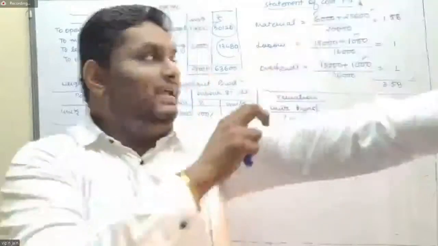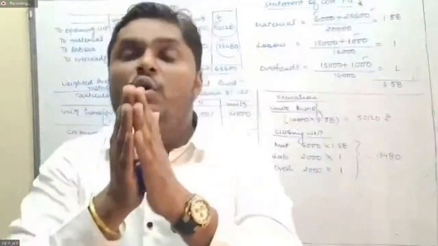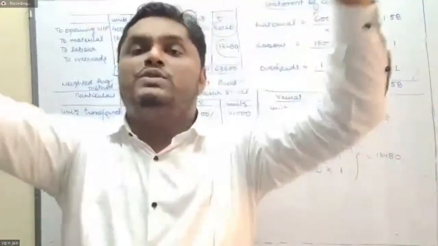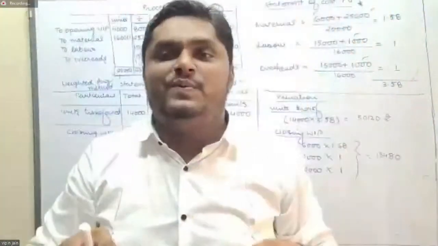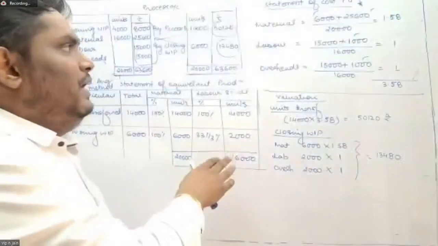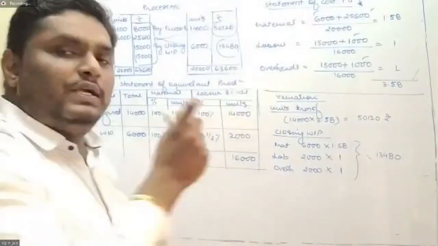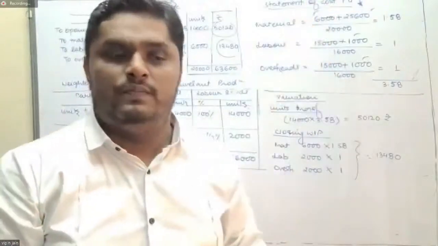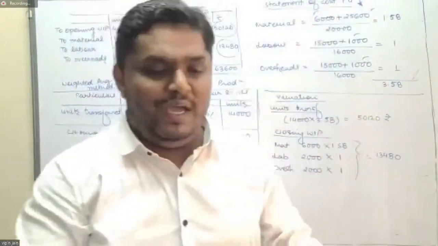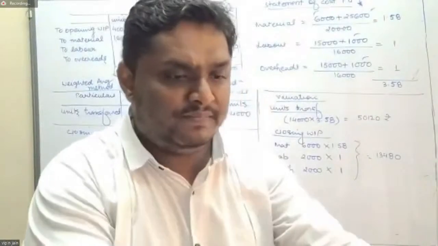So this is how the weighted average method is solved. In this method, there is no need to do bifurcation of how much was the raw material, how much was the opening work in progress, how much it is processed. Simply take the total, and since we are taking the total number of units, that's why we are taking the total amount of cost also. So whatever queries you have, please post your queries.